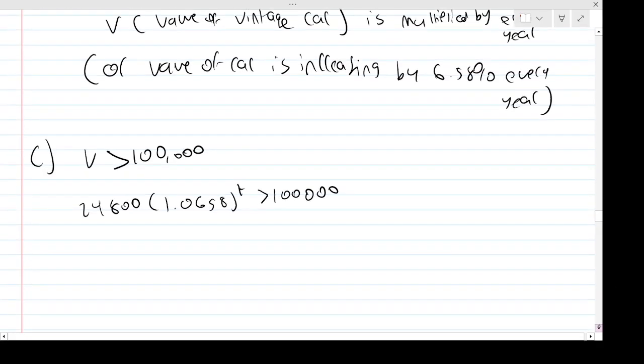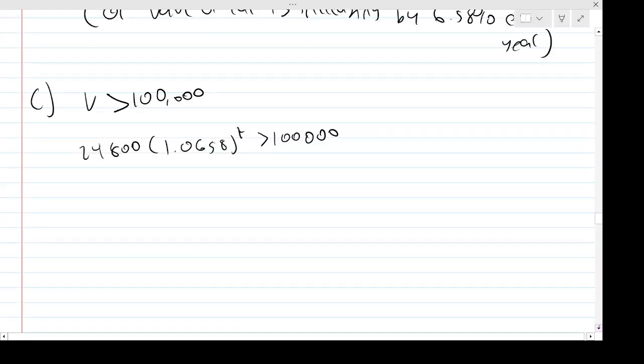It looks very scary. Like, how do I solve an inequality like this? But actually, it works how you'd expect. There's nothing too complicated here. We will use logs, but it works quite nicely. If we want to solve for t, we need t on its own, so it's best to divide by 24,800 first. That means 1.0658 to the t is going to be greater than 100,000 over 24,800. Does that simplify?